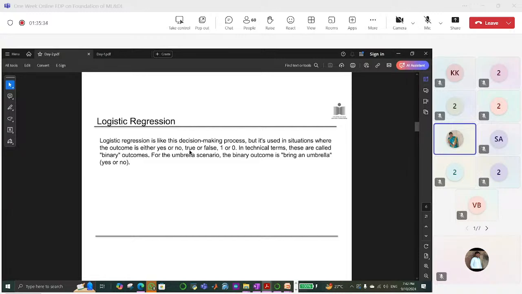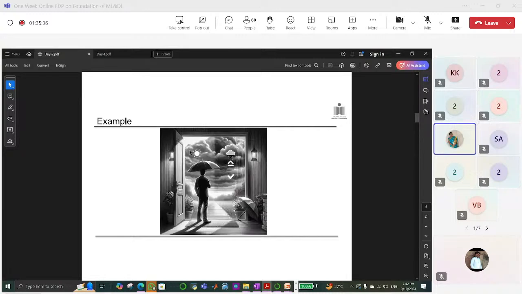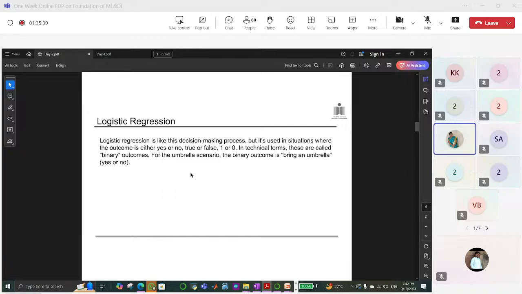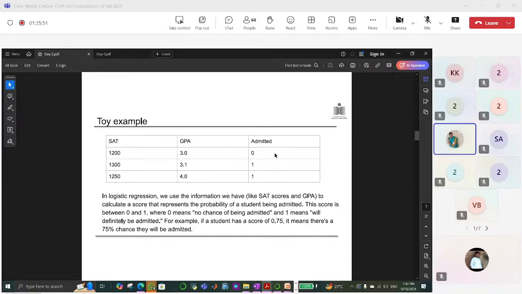So what is the outcome of this real-time example? The binary outcome is bring an umbrella, yes or no. So this is the outcome of this one. Depending upon the situation, we need to make our decision.